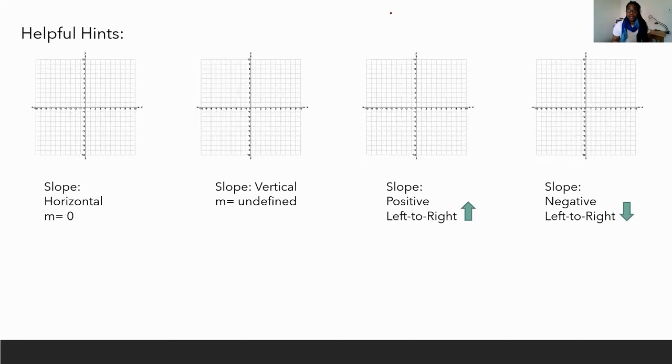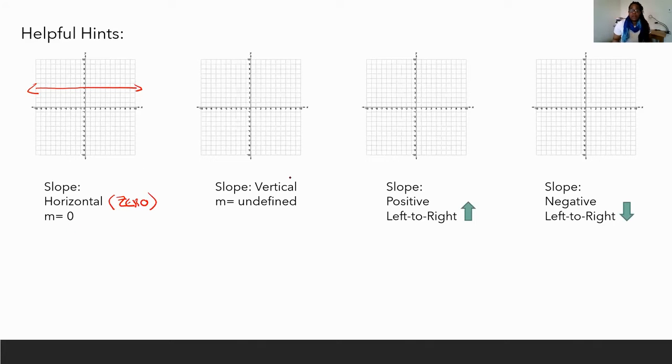So now let's take a look at the helpful hints. We're looking at 4 different types of slopes: a positive slope, a negative slope, a horizontal slope, or an undefined, vertical slope. For a horizontal slope, the line is just going from left to right. There's no rise, it's just all run. So this horizontal slope is also known as your zero slope, because it does give me a run, but there's no rise whatsoever.